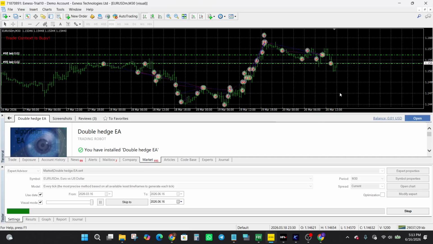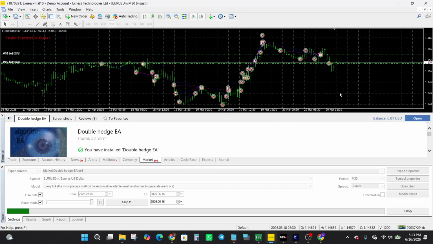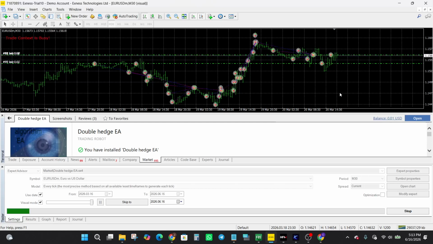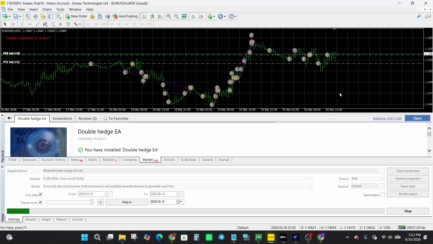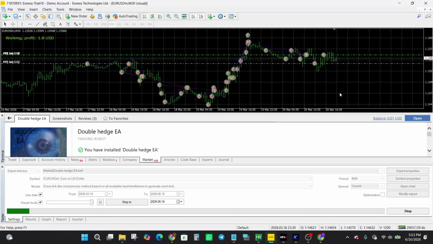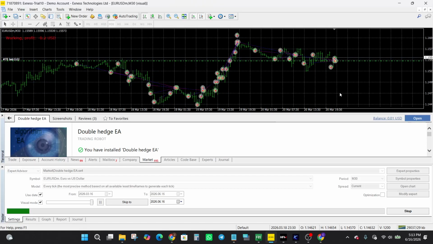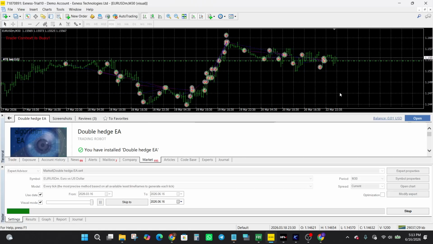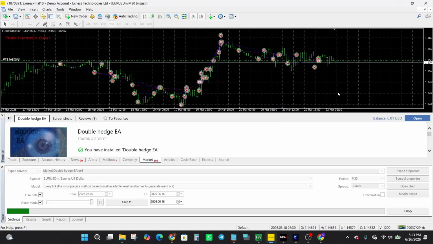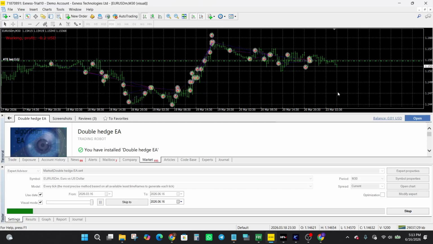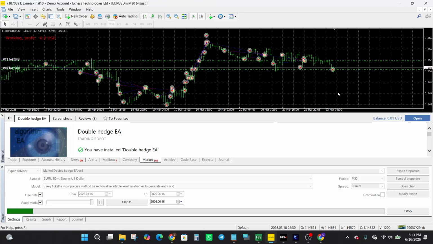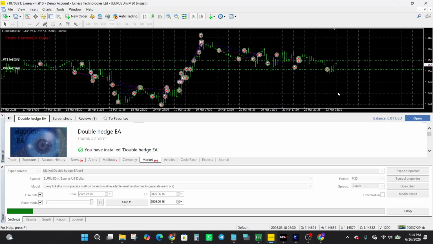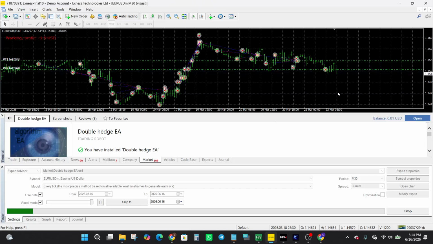Overall, the Double Hedge expert advisor is presented as an MT4 expert advisor that utilizes a hedging based trade management approach. It supports any currency pair on the 30 minute time frame, according to what we saw on the MQL5 Marketplace page, and it also provides several adjustable parameters for position and basket management. Now, as always, make sure to perform your own testing and optimization before considering any live deployment.